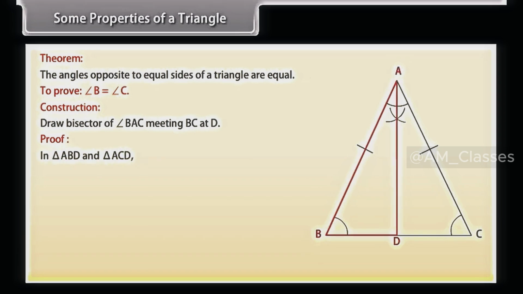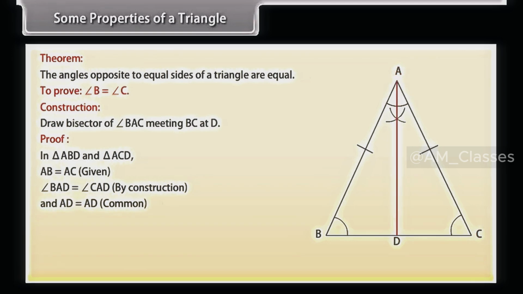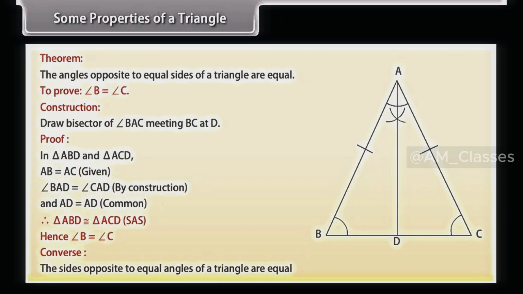Proof. In triangle ABD and triangle ACD, AB is equal to AC, given. Angle BAD is equal to angle CAD by construction, and AD is equal to AD, common. Therefore, by the SAS rule, triangle ABD is congruent to triangle ACD. Hence, angle B is equal to angle C. The converse of the above theorem is also true, which says that the sides opposite to equal angles of a triangle are equal.